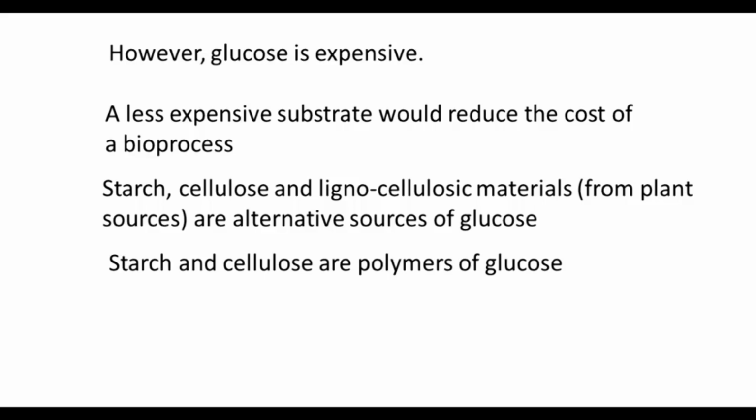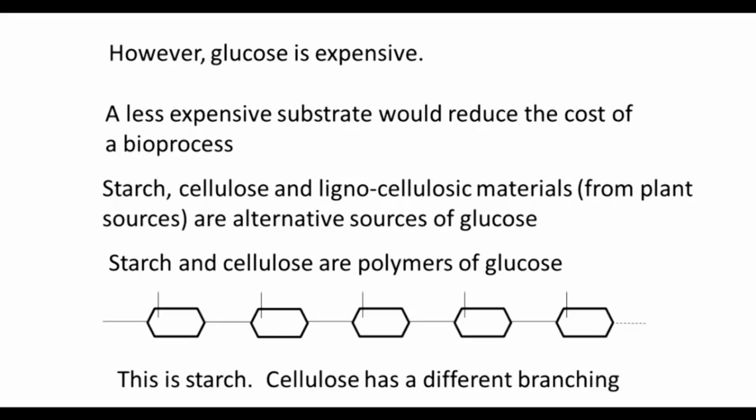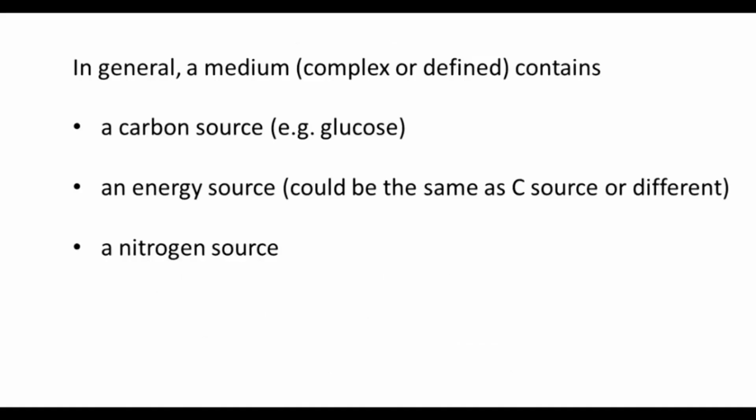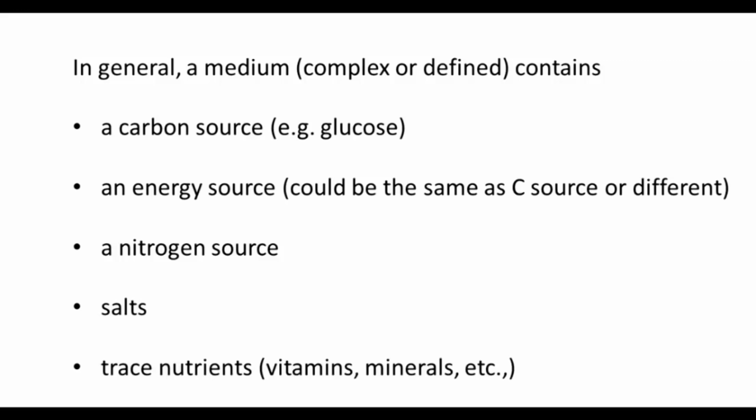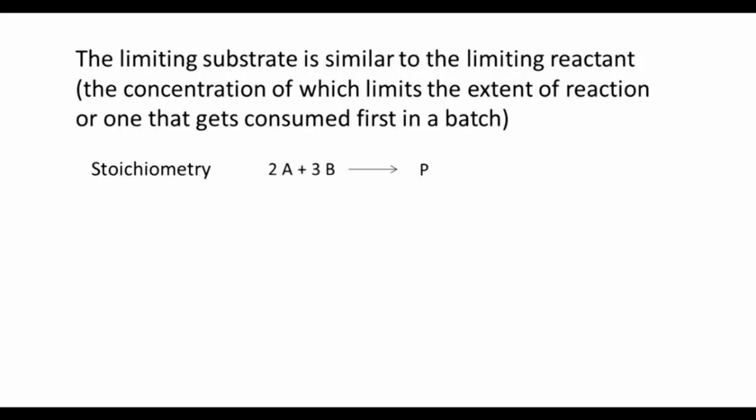Starch, cellulose and lignocellulosic materials are good alternatives to glucose. Starch and cellulose are already heavily used. For lignocellulosic materials, there's a lot of research going on in their use to get glucose. Then we saw what a medium contained: a carbon source, an energy source, a nitrogen source, salts, and trace nutrients. Any of them could be a limiting substrate.